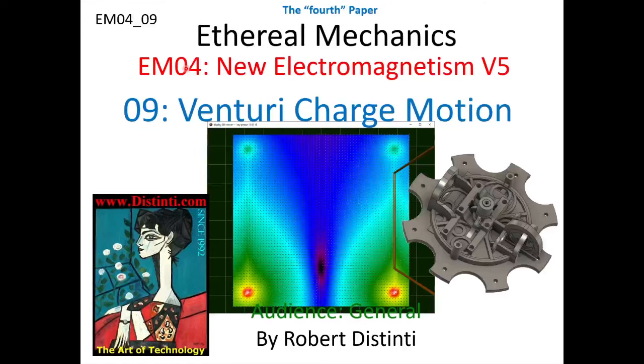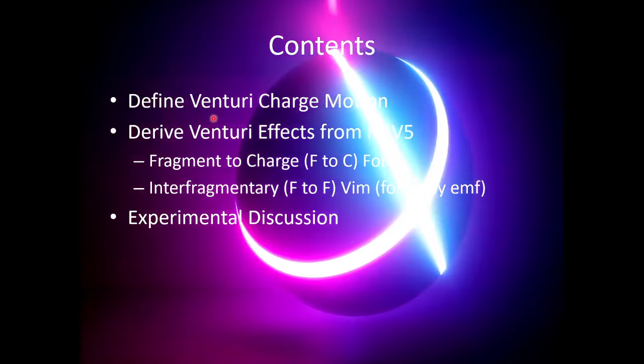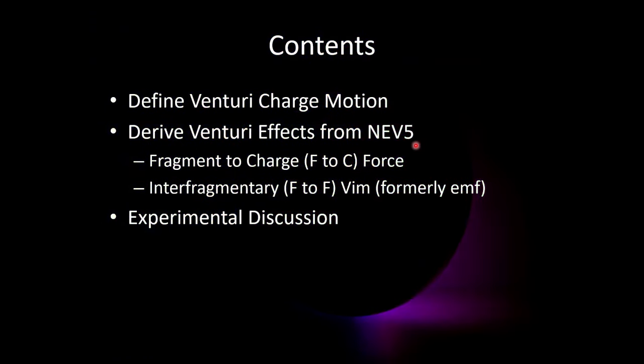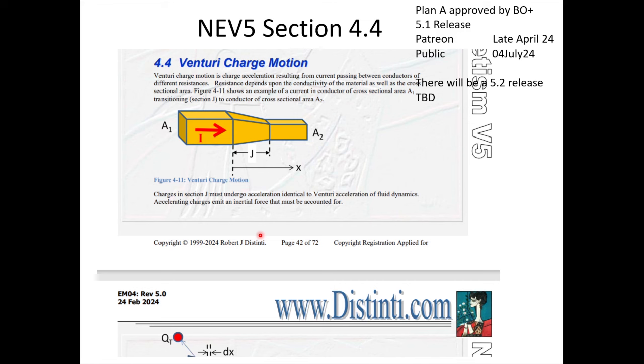This is the 9th video of the New Electromagnetism video series, and New Electromagnetism is the 4th paper in the Ethereal Mechanics series. This is video EM0409. In this video, we're going to define what Venturi Charge Motion is. We're going to derive the Venturi effects from New Electromagnetism V5. And then we're going to have some very interesting experimental discussions.